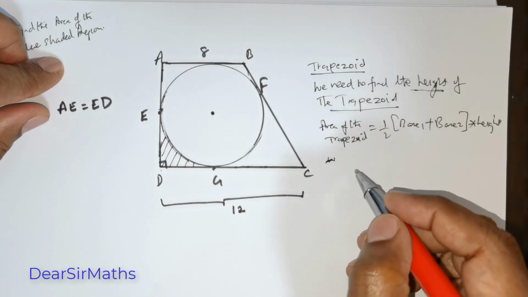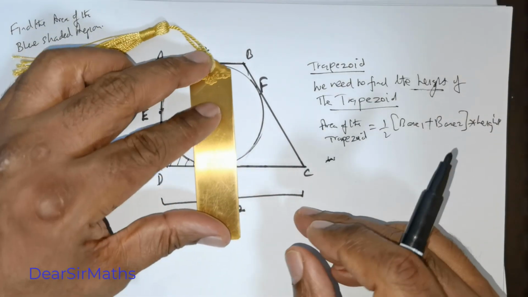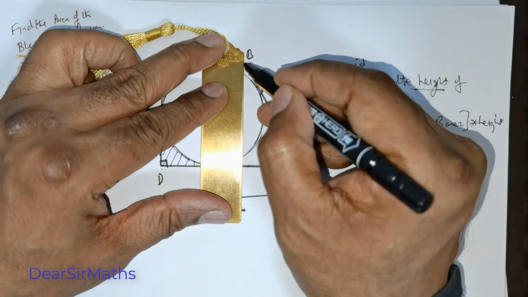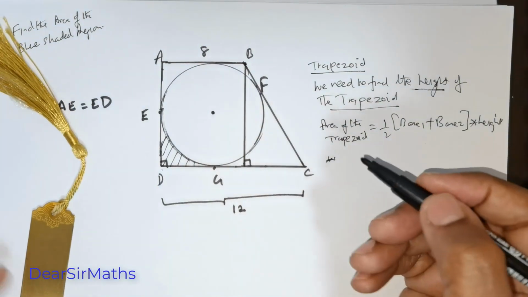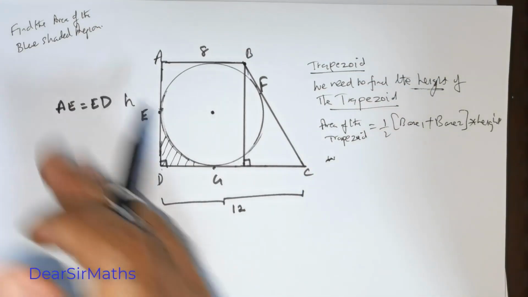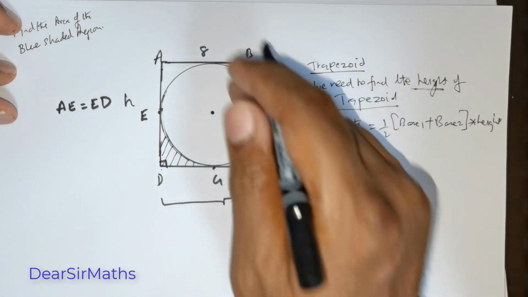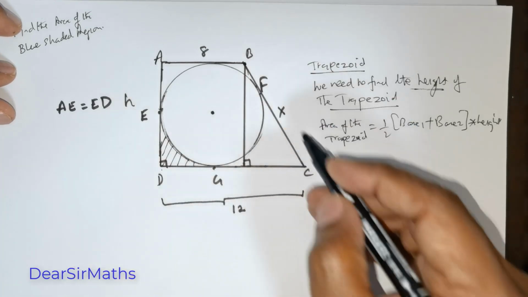Okay? So for that, what I wish to do is, I would like to drop a perpendicular. From B, I am dropping a perpendicular, so this is 90 degrees. I am going to take this entire length as h. I am going to take this length as h.